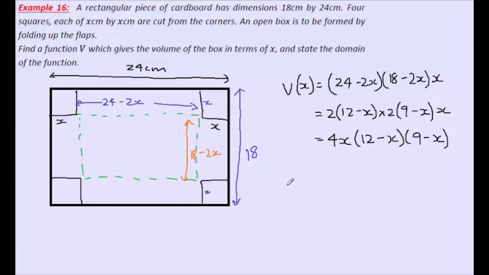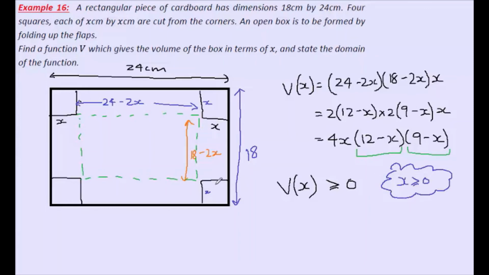Now, the next thing I need to look at is the domain. And I know that my volume in the real world must be greater than or equal to 0. I can't have a volume that's negative. So therefore, this function must be greater than or equal to 0, which means that each of my brackets must be greater than or equal to 0, because x needs to be a positive distance. So I know that much already, so I'll keep that in mind, that x must be greater than or equal to 0. Otherwise, we're not folding anything up and it just doesn't make sense.